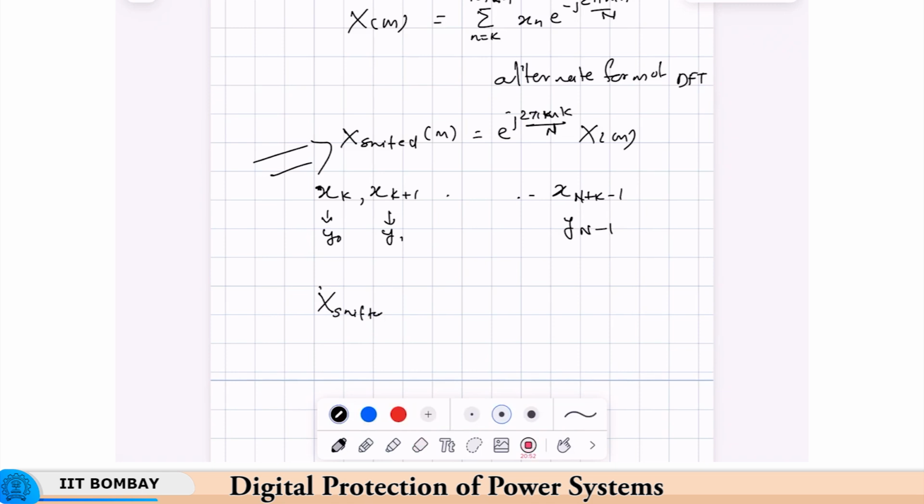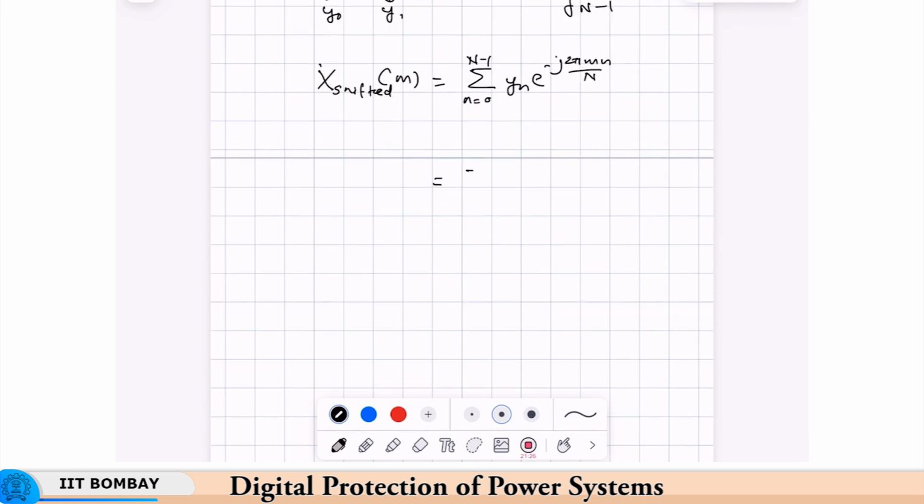which we have called x shifted of m just for the sake of convenience, according to our earlier definition, not the alternate form, because we are just taking the samples as y n, gives the sum with k plus m.